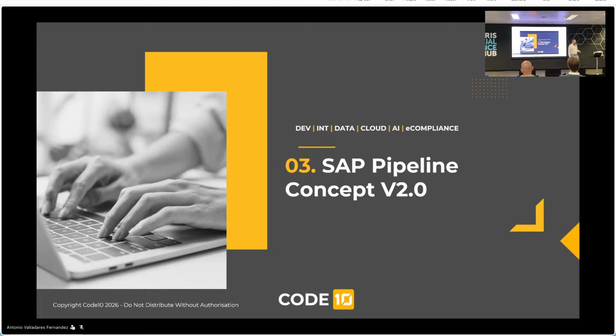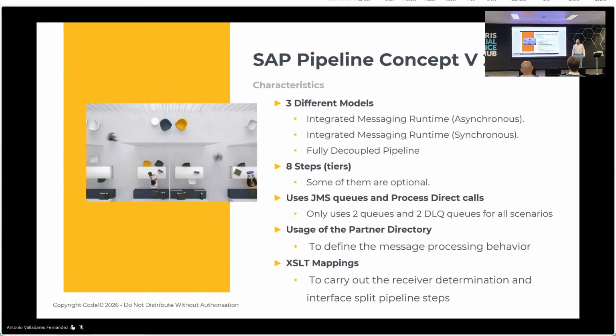SAP releases the pipeline content version 2. They have 3 different models: one for integration message runtime asynchronous, another one for synchronous, and another one that is fully decoupled. The main difference between the fully decoupled and the message routing for asynchronous is that the fully decoupled has 2 more steps, which represent the sender determination and the receiver determination that we have in PIPO.